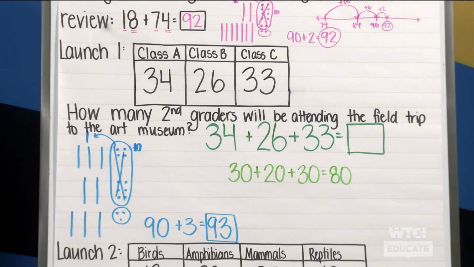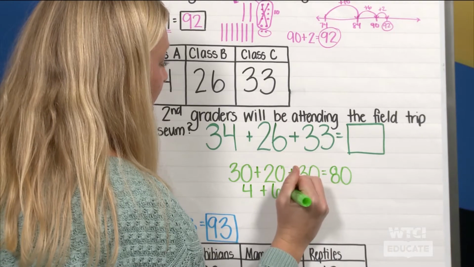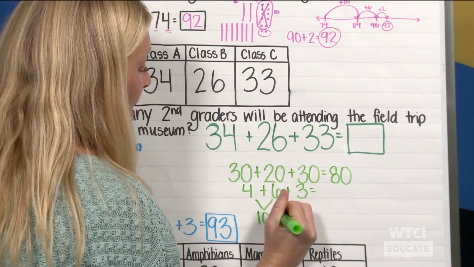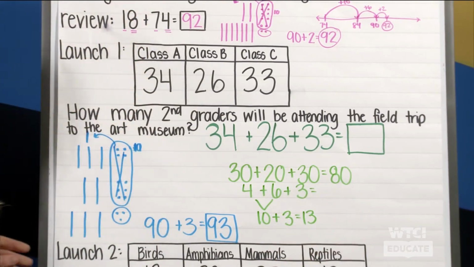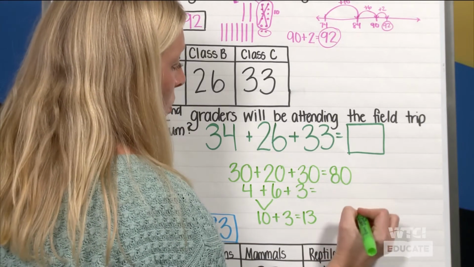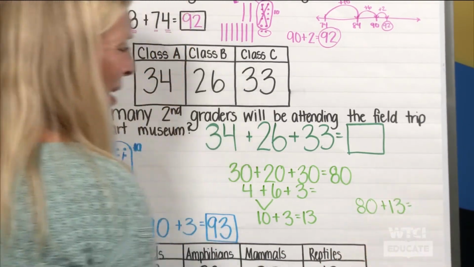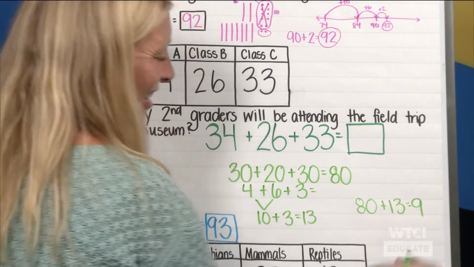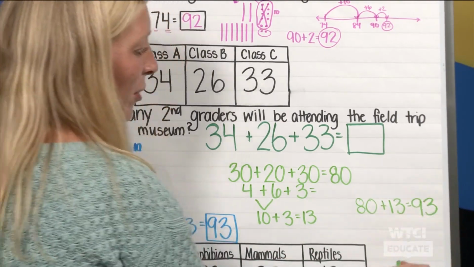What will I put together for my 1s? The 4 plus the 6 plus the 3. I bet you did that too. And 10 and 3 is 13. Now I need to add my 10s and my 1s together, don't I? Well, when I add 80 and 13 together, what do I get? 8 10s and 1 10 is 9 10s. 0 1s and 3 1s is 3 1s.